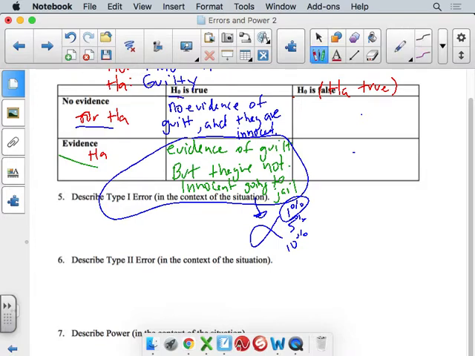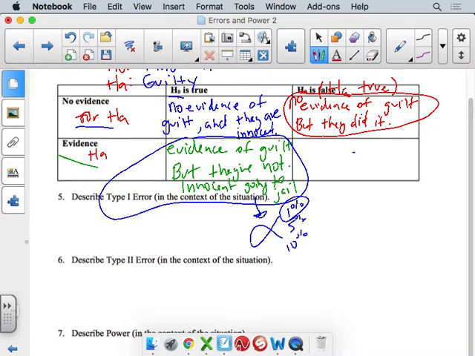Okay, so let's do this one. There's no evidence for the alternative, but the alternative is true. So you think the person's innocent, but it turns out they're guilty. So that would be no evidence of guilt, but they did it. So a guilty person is going free. So this is a mistake. We obviously don't want to make this mistake either. And this is your type 2 error.